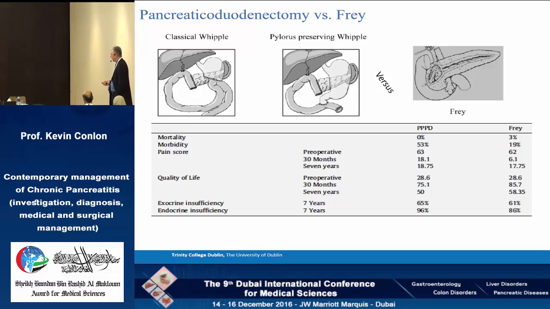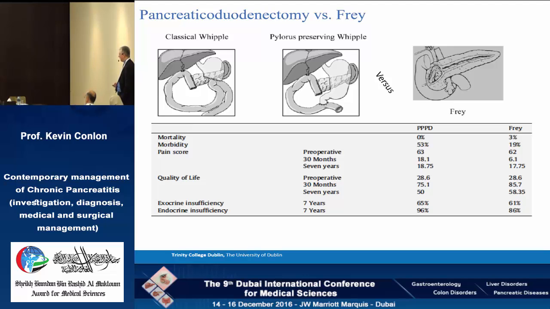Now, there have been a number of randomized trials which have compared pancreaticoduodenectomy to Frey, so the classical Whipple versus pylorus-sparing Whipple versus the Frey procedure. And in essence, what they show is no difference between them. If you look at the pain scores, again, preoperatively high, decrease with both of them from 63 to 18, 62 to 17. Quality of life improves, goes up from 28 to 50, 28 to 58, no different. And when you look at the exocrine and endocrine insufficiency, unfortunately, by 7 years, most of the patients are diabetic at some stage. Maybe a little bit less so in the Frey procedure.